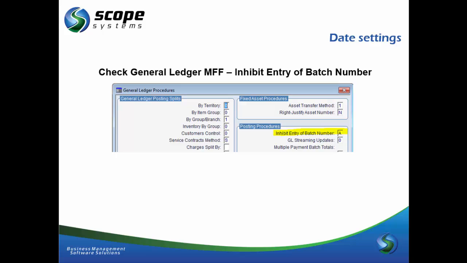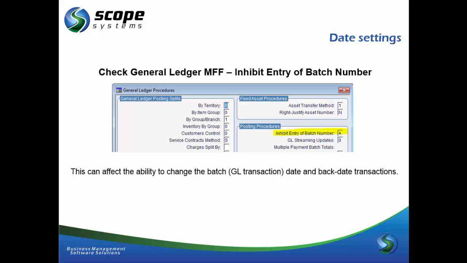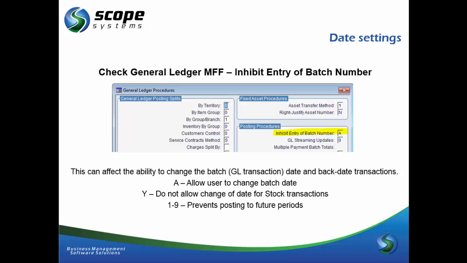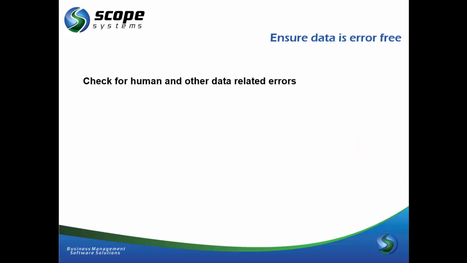The general ledger major function flag, which mustn't be overlooked, is the posting procedures, which is normally flagged as A as default, which is the inhibit entry of batch number. This can affect the ability to change the batch or the GL trans date and backdate transactions. This allows the user to change batch date, which is set to A, and set to Y, do not allow change of date for stock transactions. Codes 1 to 9 prevents posting for future periods.